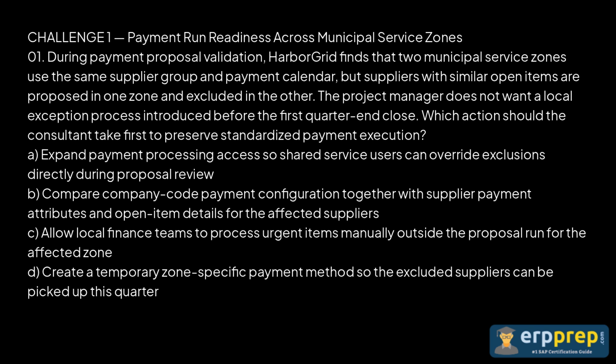A. Expand payment processing access so shared service users can override exclusions directly during proposal review. B. Compare company code payment configuration together with supplier payment attributes and open item details for the affected suppliers. C. Allow local finance teams to process urgent items manually outside the proposal run for the affected zone. D. Create a temporary zone-specific payment method so the excluded suppliers can be picked up this quarter.